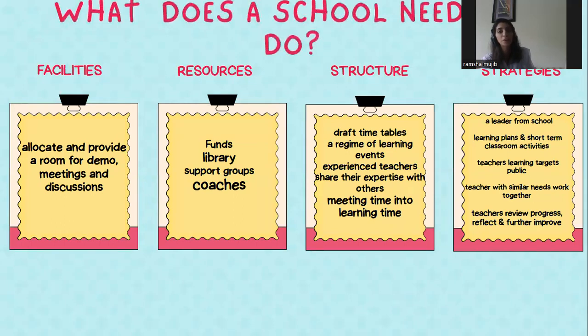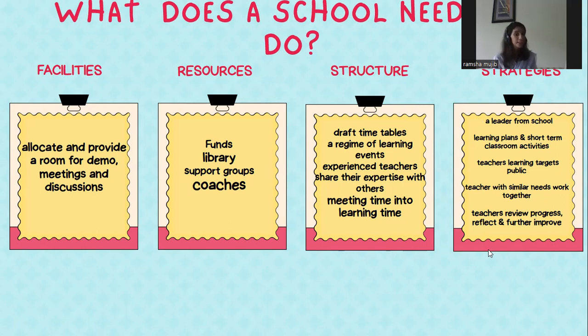So now the school has to play its part. What will the school do? The school needs to do things at 4 levels. The school needs to provide the facilities. The school needs to provide the resources. The school needs to provide the structure, and the school needs to provide the strategies.